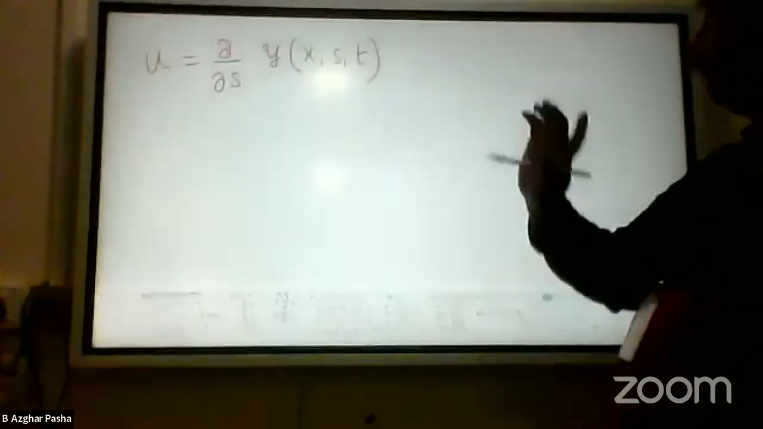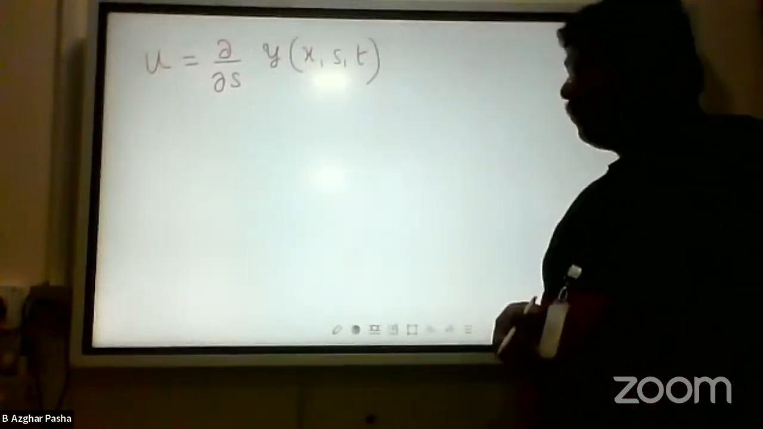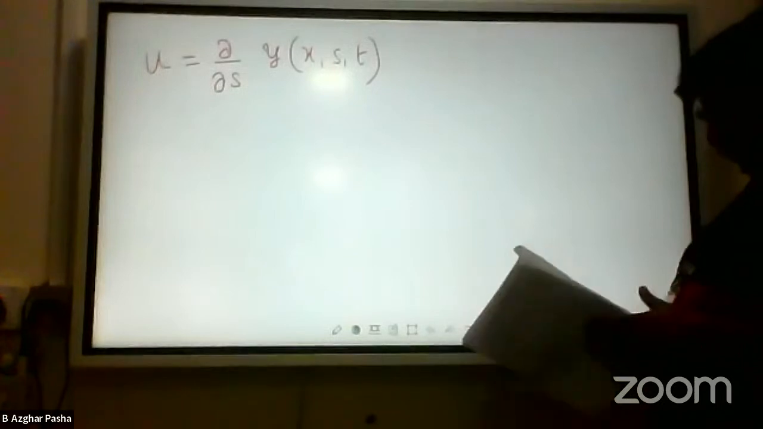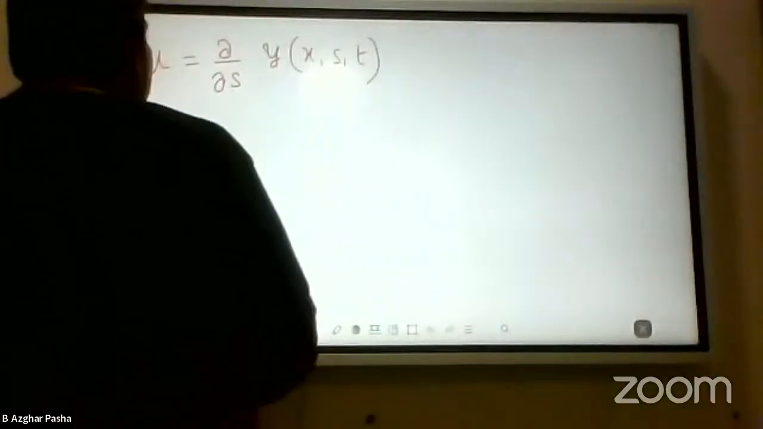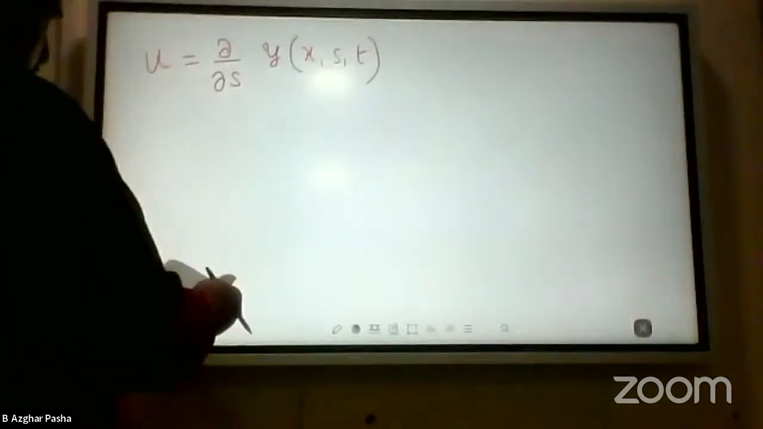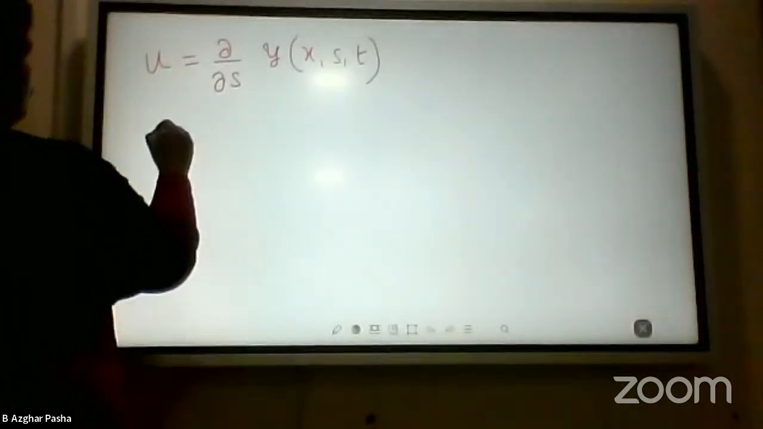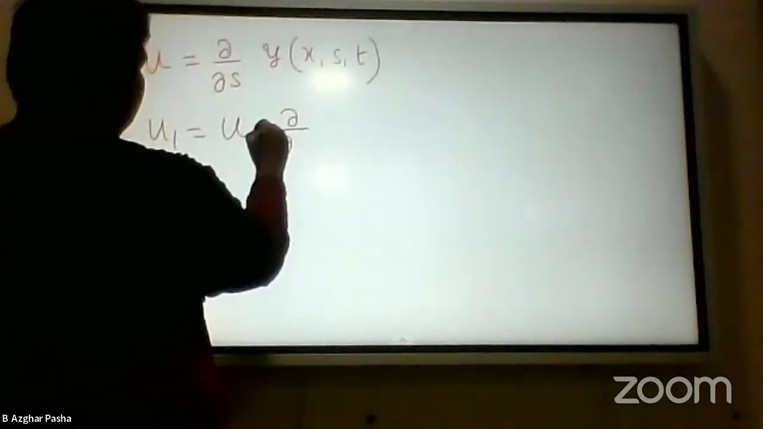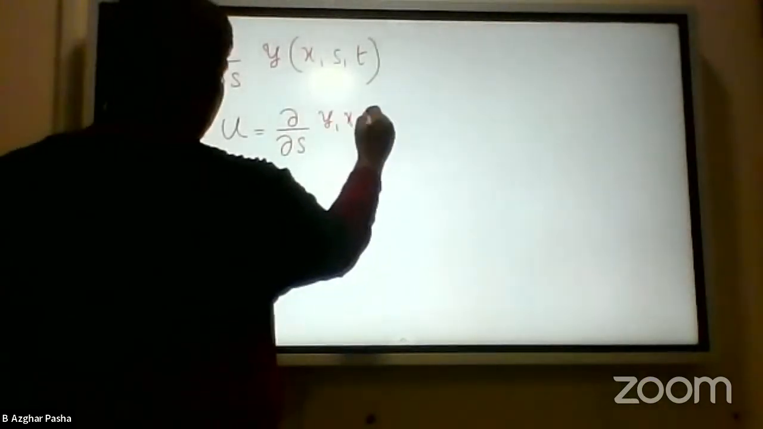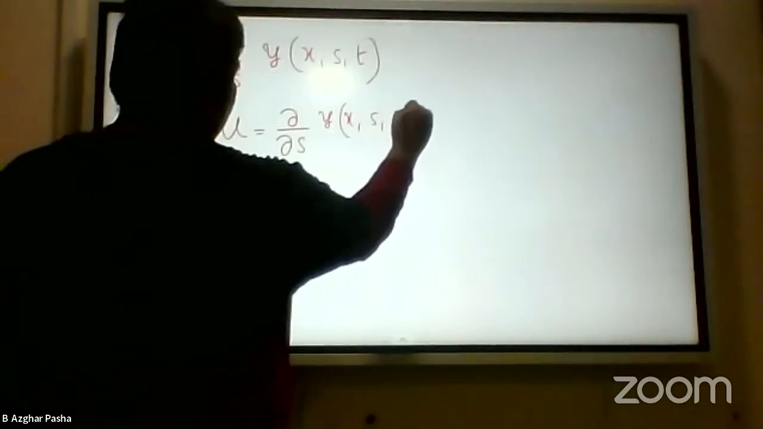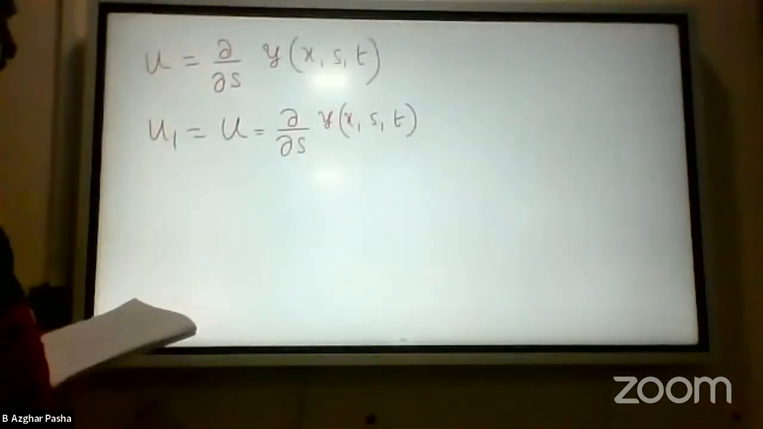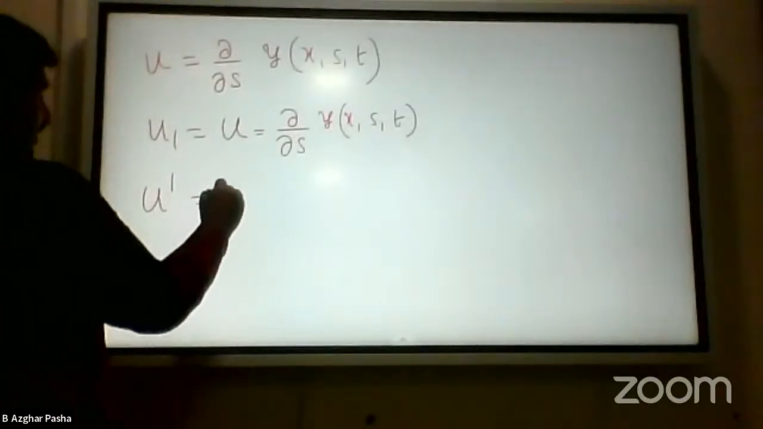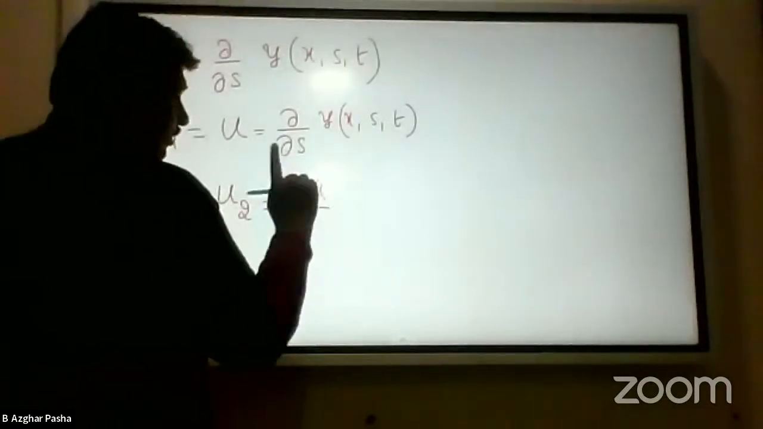Okay. So same thing. U is ∂/∂s of y(x, s, t). I'll denote U1 as U only, which is ∂/∂s of y(x, s, t). ∂/∂s of y(x, s, t) is U1. Now I define U' as U2.